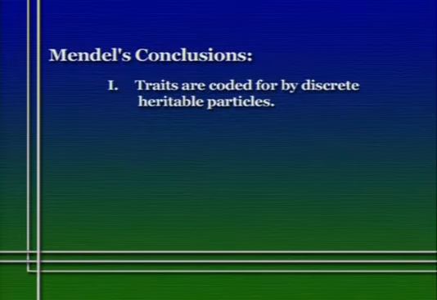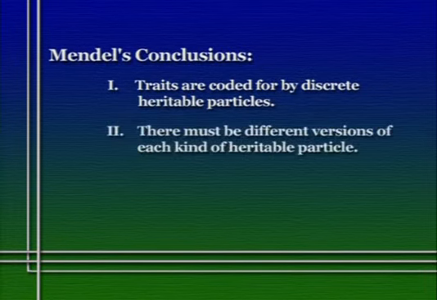First, he deduced that traits must be coded for by discrete heritable particles, things we call genes today, and that these heritable particles were transmitted as independent entities across generations. Second, Mendel deduced that there must be different versions of each of these kinds of heritable particles, in other words, what we call different alleles for each gene, and he concluded that every individual has two such heritable particles, two alleles for the gene within them.